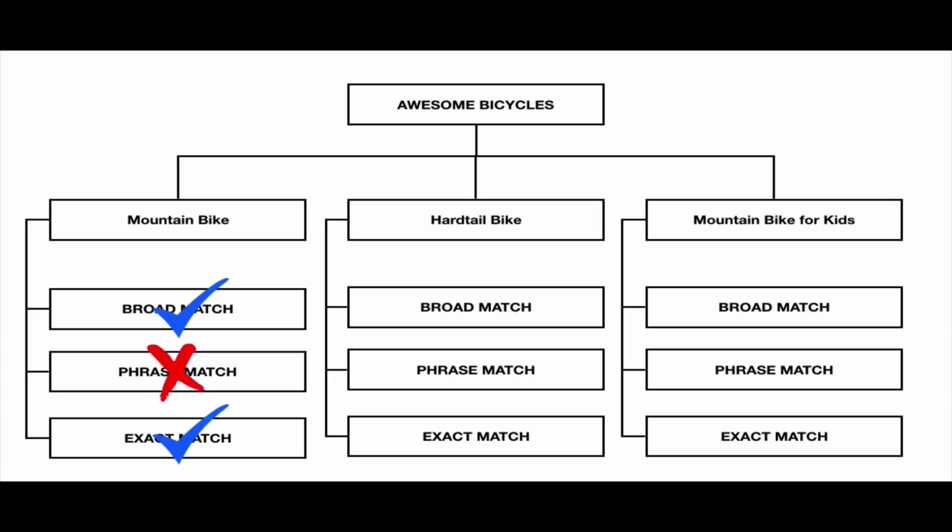Then we might say, well, all the match types under hardtail bikes work, so we're going to keep all those search terms, those work pretty good. And then we might say, okay, none of this stuff on mountain bike for kids works, so we're just not going to run this anymore and we'll test a new set. So now at the end of that phase, we started with a bunch of stuff.